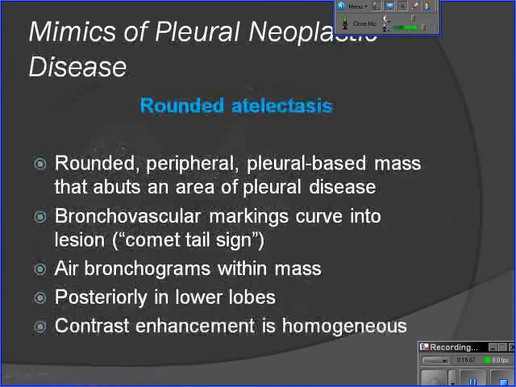So the next mimic of pleural neoplastic disease I'm going to talk about is rounded atelectasis. Rounded atelectasis tends to be a round, peripheral, pleural-based mass that abuts an area of pleural disease, and that's important. And as well, you can see bronchovascular markings that curve into the lesion, the so-called comet tail sign. Air bronchograms can be seen within the mass. They usually are seen posteriorly in the lower lobes, but can be found in other areas of the lungs. And contrast enhancement is usually homogeneous, which you would expect for atelectasis.